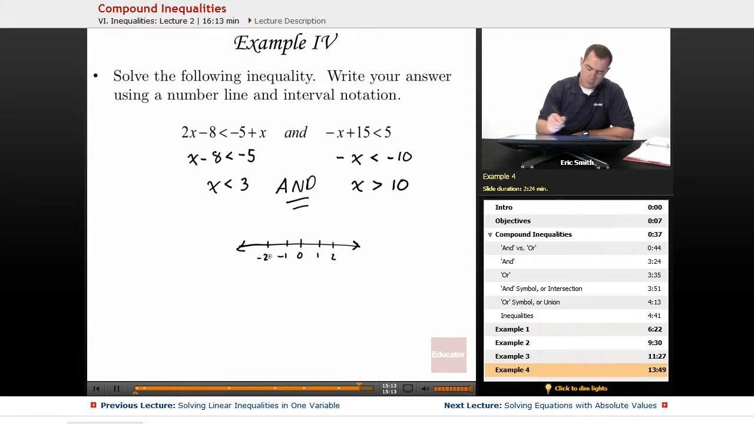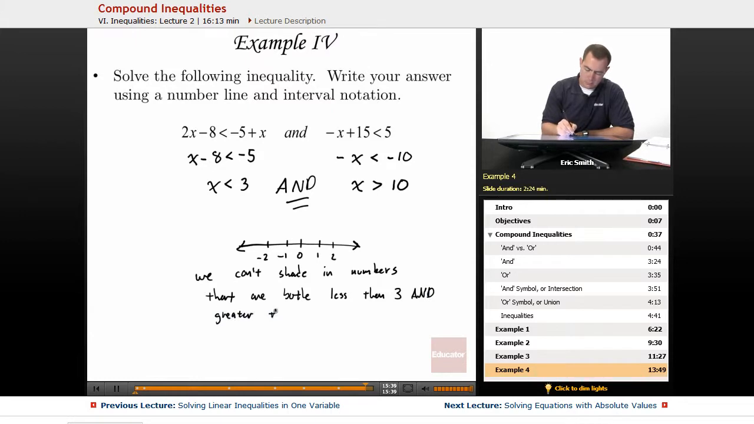Let's make a note. So we can't shade in numbers that are both less than 3 and greater than 10. Well, what does that mean for our solution then? I mean, what can we really put down? Well, this is where we say there is no solution.